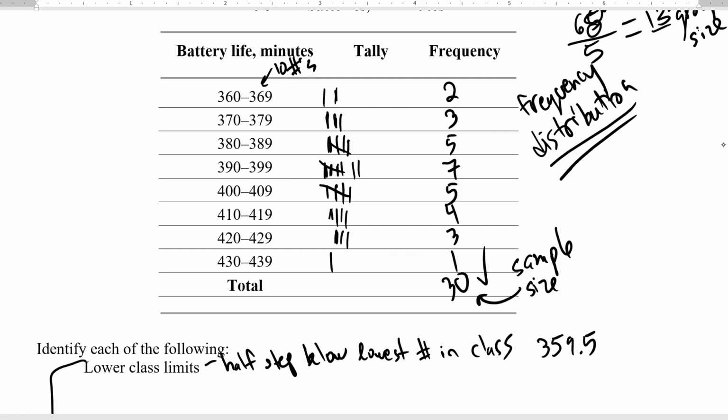That's actually the hardest lower class limit to get. See, the lower class limit on the next one, well, it's 370, so a half step below that would be 369.5. It's also going to be right in the middle of, if you have an upper number here and a lower number here, it'll be right in the middle of those. That's another way of finding that step. So the middle of 369 and 370 would be 369.5. The next one here would be 379.5. And so on and so forth. So those are the lower class limits. Any of those numbers get included in that tally mark.